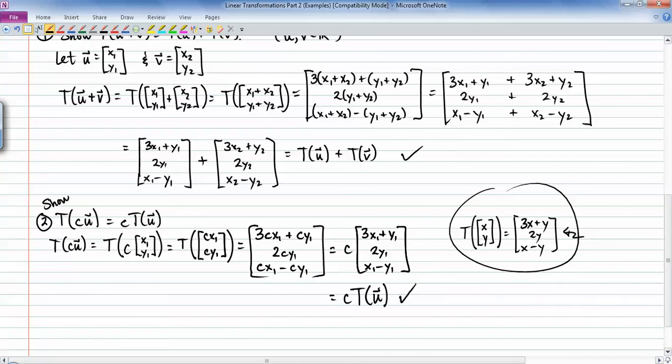So now we've proven that it preserves scalar multiplication. And because of 1 and 2, that's enough to say T from R2 to R3 is a linear transformation.